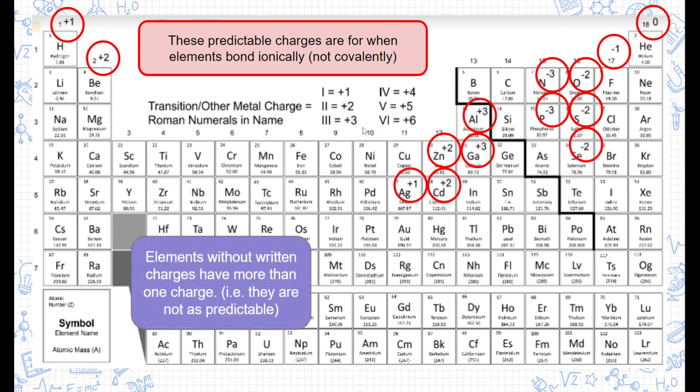Now, on your periodic table, if elements don't have a written charge, that means they probably have more than one charge and they're not very predictable. All these that are circled here are the ones that are predictable. If they're written at the top of the column, the entire column includes that charge. Again, that's the predictable charge they become only when they're bonding ionically.